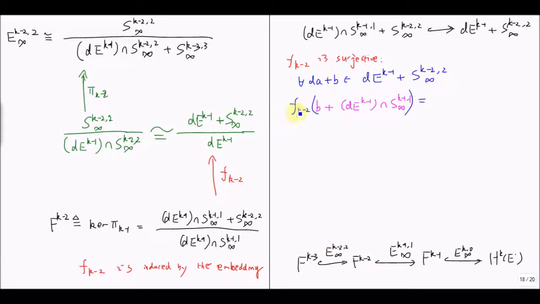and since f sub k minus 2 is induced by embedding, we will simply get e plus dE sub k minus 1. But we know this equivalence class is the same as this equivalence class, dA plus B plus dE sub k minus 1, because d of A is already in here. So this element will be in the equivalence class this guy is living in.